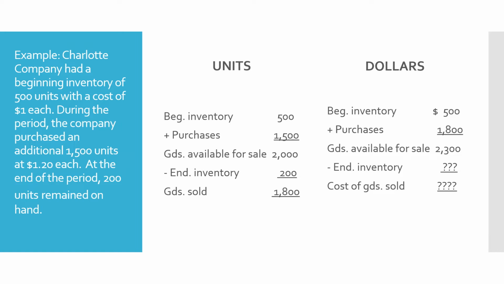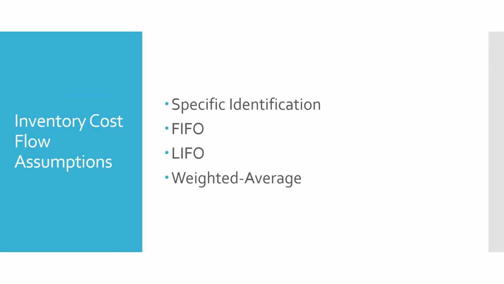So we had 2,000 units available for sale, and we had a total cost of goods available for sale of $2,300. Of the 2,000 units, 200 are in ending inventory and 1,800 are sold. So of the $2,300, what portion of that are we going to assign to the units in ending inventory versus cost of goods sold? And the answer is going to depend on the cost flow assumption.